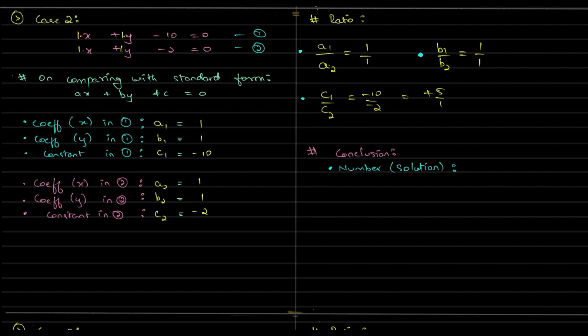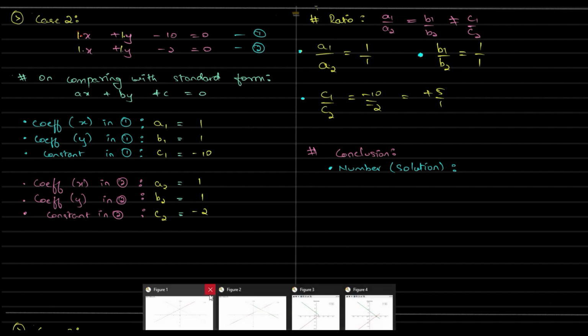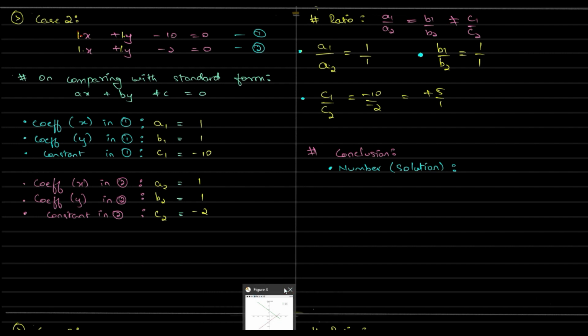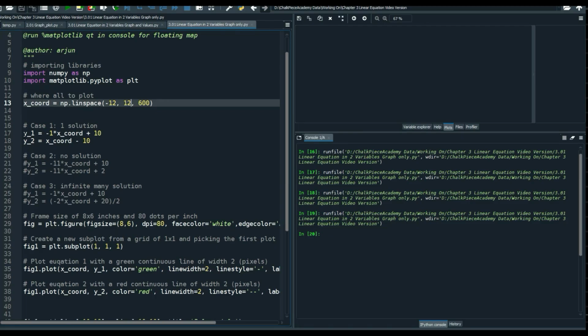Okay, so now please pause and think about the nature of the ratios. Are they equal or not equal? So a1 by a2 is equal to b1 by b2, while both of these are not equal to c1 by c2. If so, what is the number of solutions? To understand that, let's generate a graph with this condition.